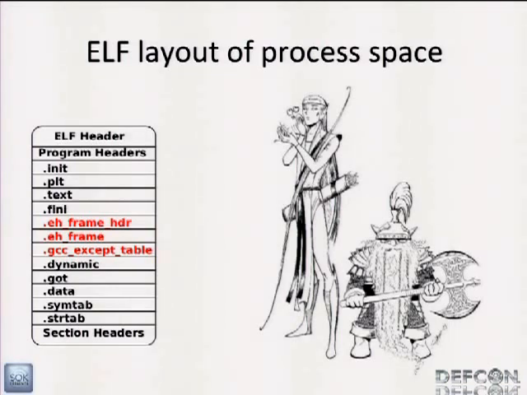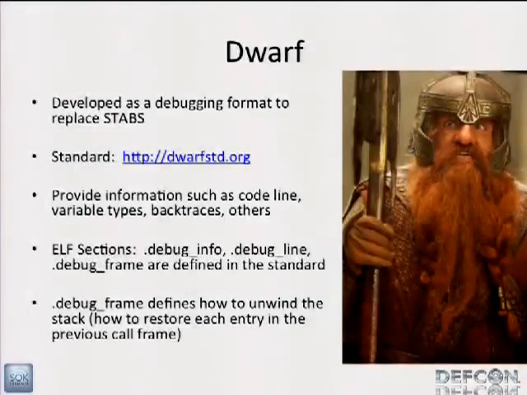Basically, if you look into the ELF layout, you have some sections that call for attention, the ones in red on the slide: the eh_frame_hdr, the eh_frame, and the GCC exception table. Those sections are based on a debugging format called DWARF, which was created for debugging. It has a standard and provides information such as types of variables and backtraces, and it was used by GCC to provide the exception handling mechanisms. So the debug frame defines how the unwind process works during an exception. DWARF was created for debugging, but the same kind of standard was reused for the exception handling mechanism on GCC.